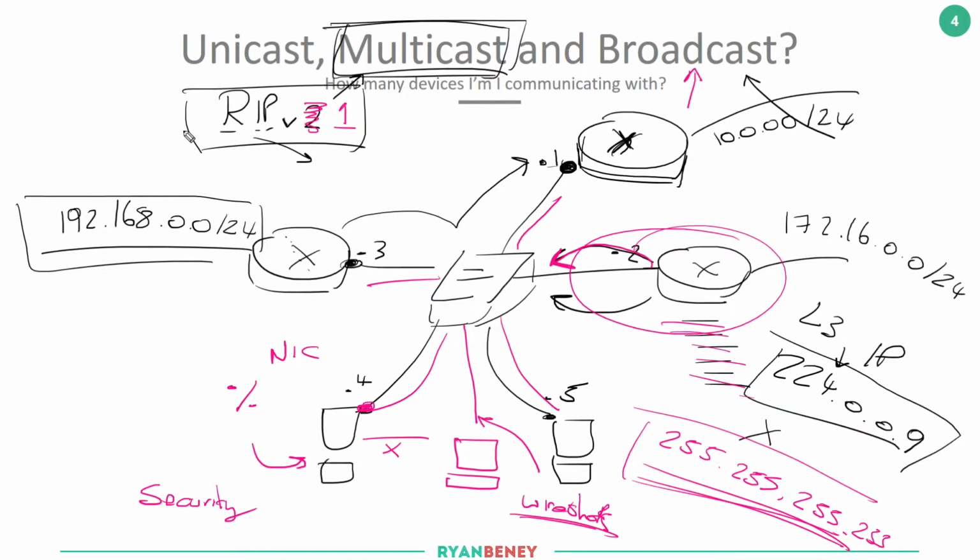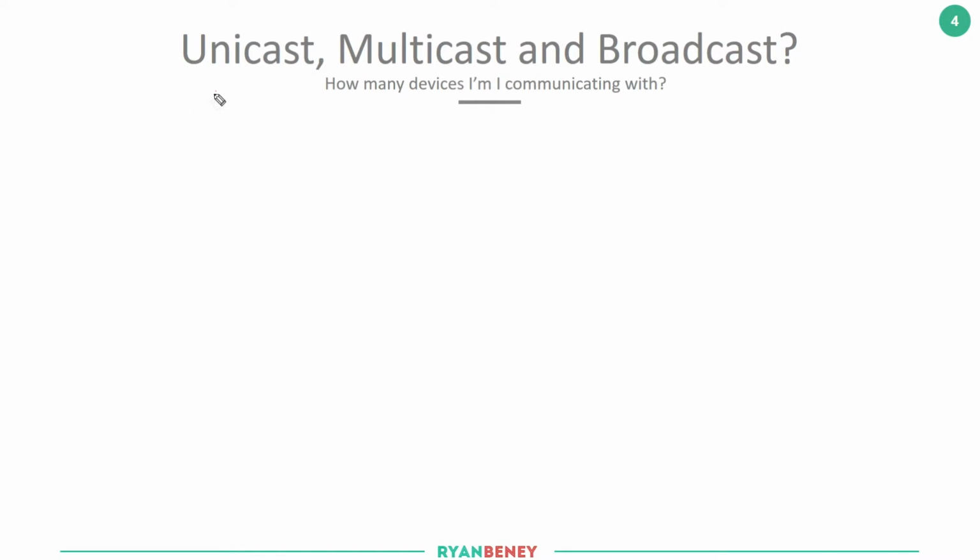So the differences between unicast, multicast and broadcast. Unicast is a one-to-one communication. Multicast is a one-to-many communication, and a broadcast is everyone.